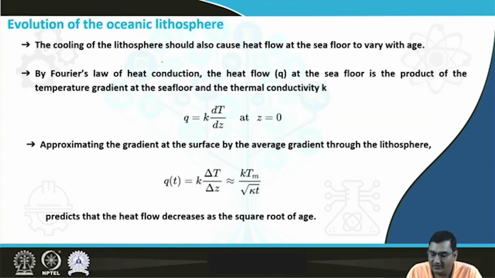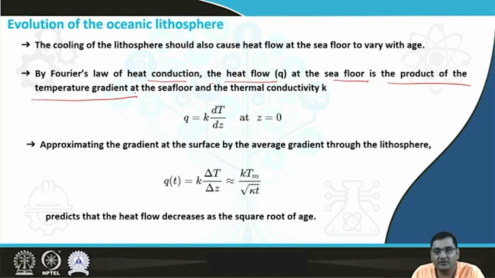The cooling of the lithosphere should also cause heat flow at the sea floor to vary with age. By Fourier's law of heat conduction, the heat flow, represented by Q, at the sea floor is the product of the temperature gradient at the sea floor and the thermal conductivity K. So K multiplied by the temperature gradient, the product, is called the heat flow at z equal to 0. Then we approximate the gradient at the surface by the average gradient through the lithosphere. So Q as a function of t is equal to K delta T by delta z.